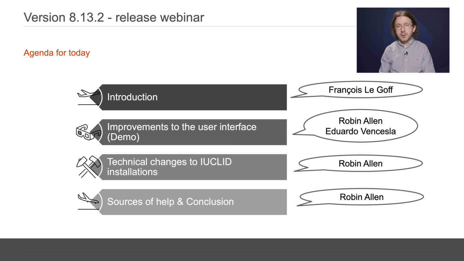That was all for me for today with this introduction. Next in the agenda, we have a series of demo of improvements to the user interface done by my colleagues Robin and Eduardo. And Robin will also give you some more information about important technical changes done to Euclid installations with this release. And Robin will also give you some information about how you can ask for help when working with Euclid, and he will also conclude the webinar. But for now, I hand over to my colleague Robin to show you some improvements we made to the user interface. Thank you and see you next time.